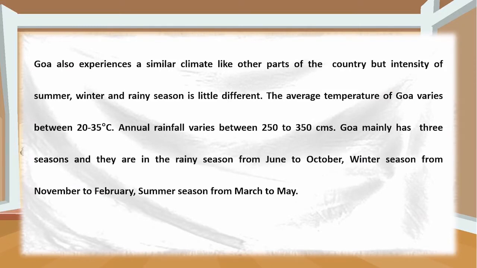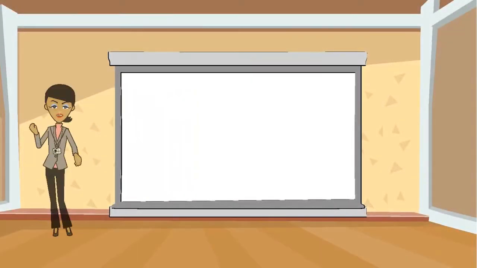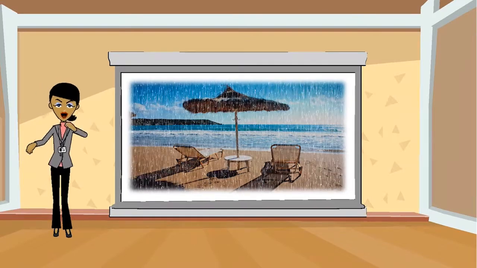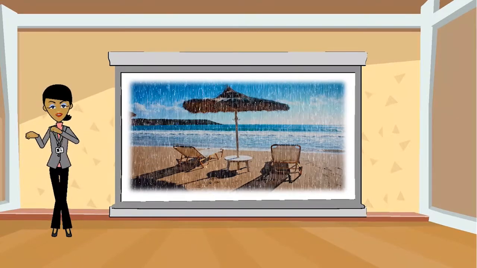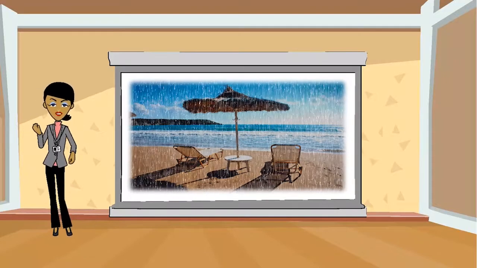The rainy season in Goa starts in June and ends in October. Winter starts in November and ends in February. Summers start in March and end in May. The rainy season in Goa begins by the first week of June. The southwest monsoon winds are the main cause of rainfall in Goa.